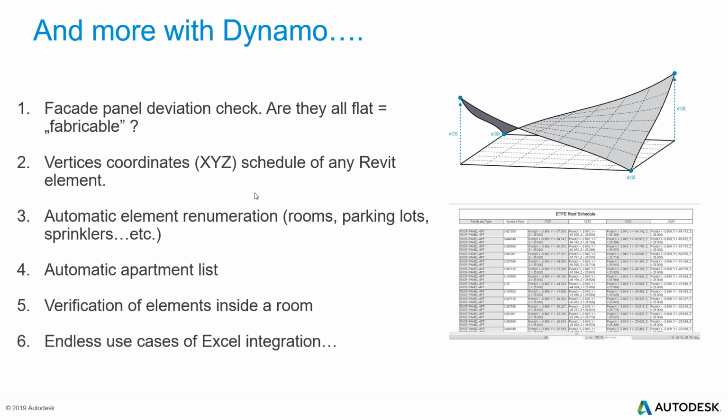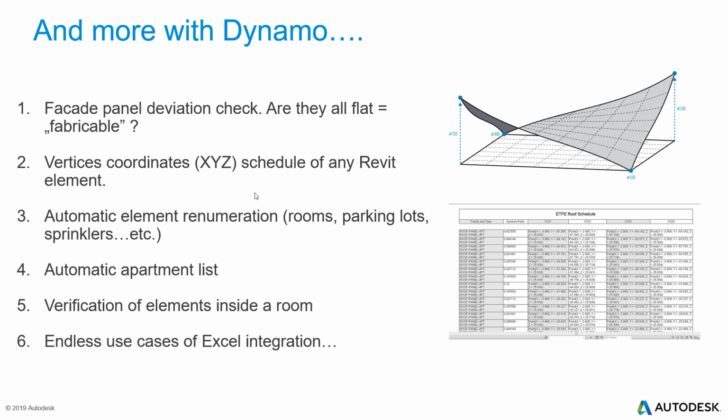You can use Dynamo to create, for example, automatic apartment lists, right? If you have a residential building, you have a lot of rooms inside, but these rooms also correspond to some apartment. Sometimes in Revit it's not very fast to make the list of apartments. I want to have apartments, not every single room, right?